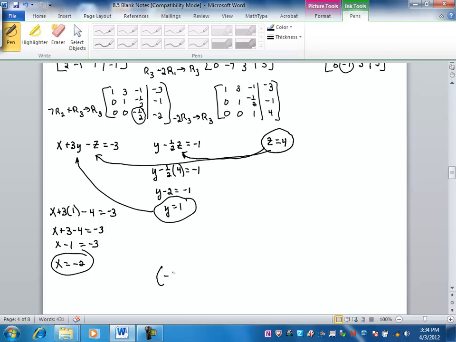And instead of writing an ordered pair, you remember an ordered pair is x, y. Well, we're going to use what we call an ordered triple. An ordered triple writes the coordinates x, y, z, still in alphabetical order. X is negative 2, y is 1, z is 4.